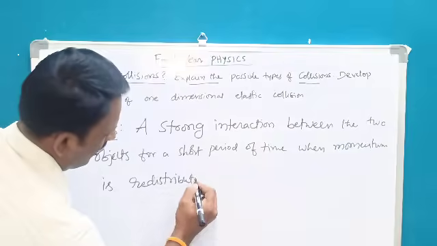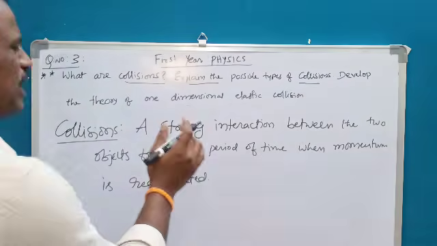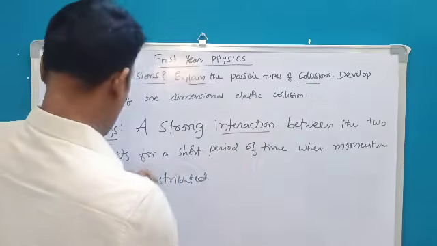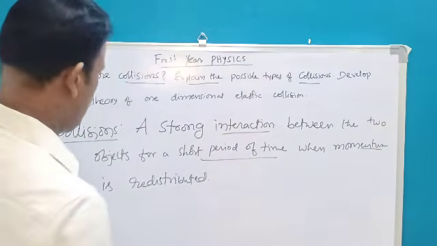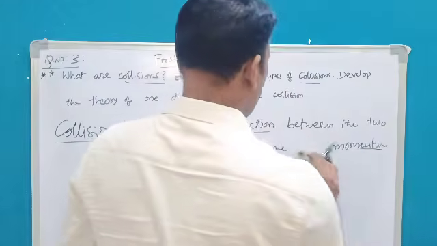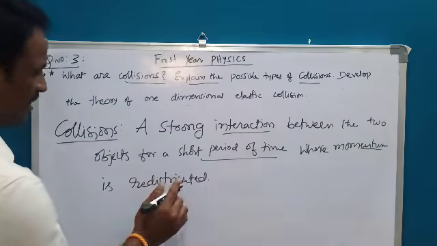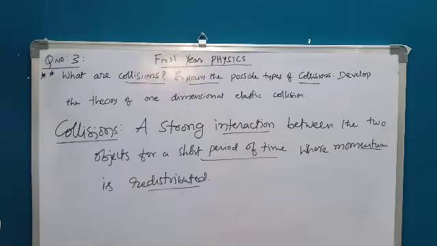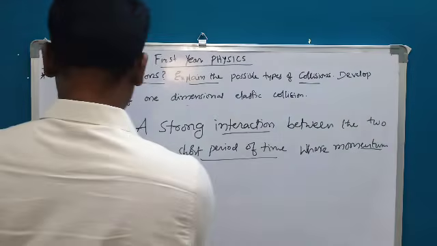Redistributed or exchanged, you can write. So a strong interaction between the two objects over a short period of time. Okay, where actually it is not when, where momentum is redistributed. If you are writing this definition, you will get 1 mark.